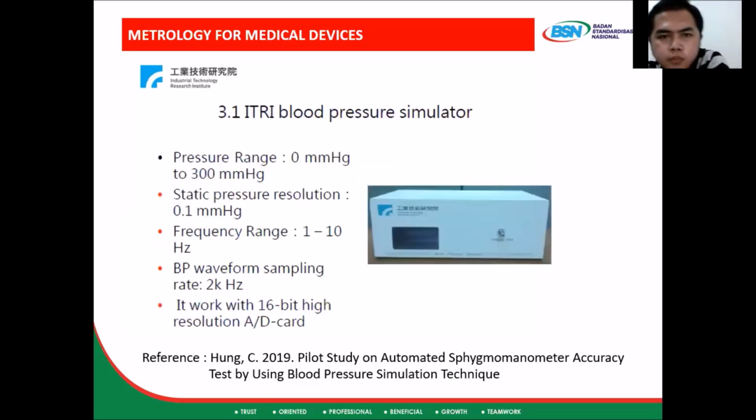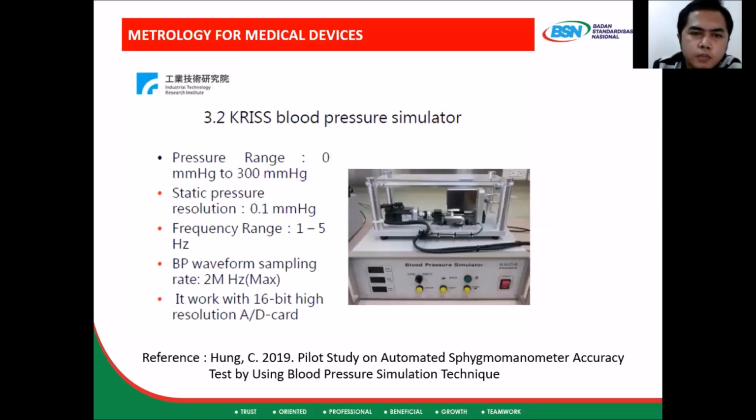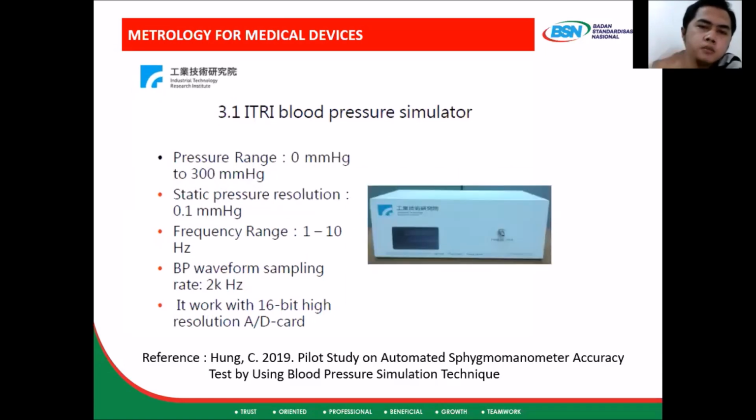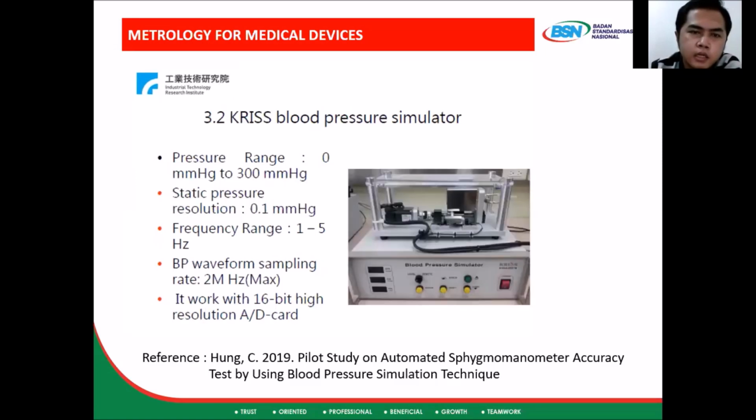And this is the blood pressure simulator from E3, and the second one is from KRISS. So E3 and KRISS, the NMIs of Taiwan and Korea, conducted a bilateral comparison on the blood pressure simulator, on the measuring of automated NIBP devices, by means of their standards and their blood pressure simulators.